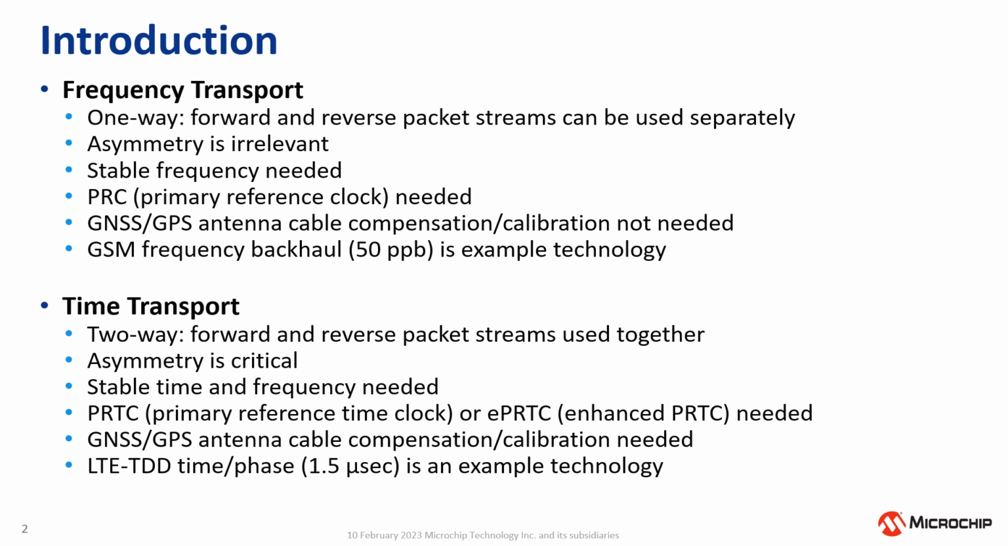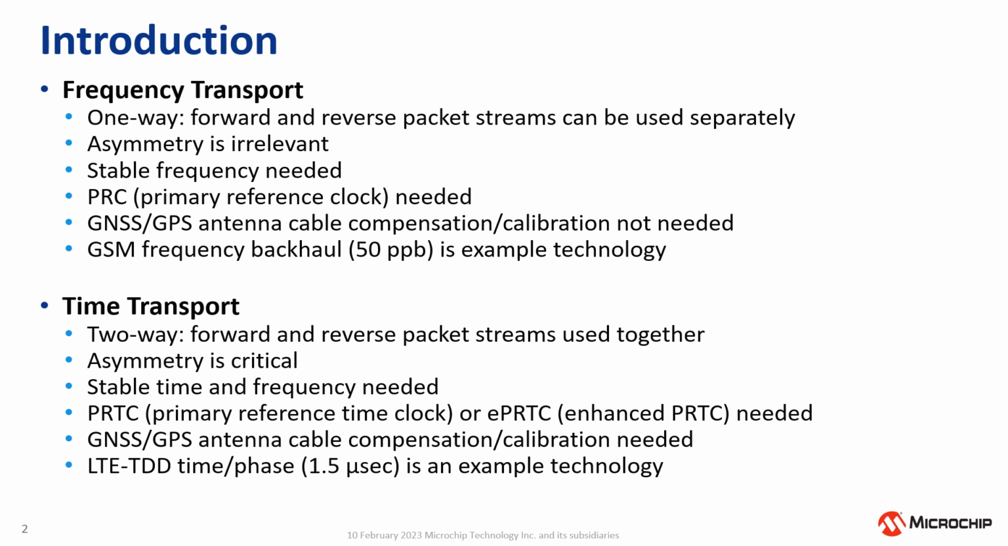In the case of frequency transport, one-way measurements are what is important. We can test forward or reverse and evaluate them separately for the characterization of frequency. Asymmetry is irrelevant, doesn't matter. We need a stable frequency, so a primary reference clock is useful. The antenna cable need not be compensated or calibrated for the purposes of measuring frequency. Typical example for packet frequency transport is the 50 part per billion requirement for GSM.